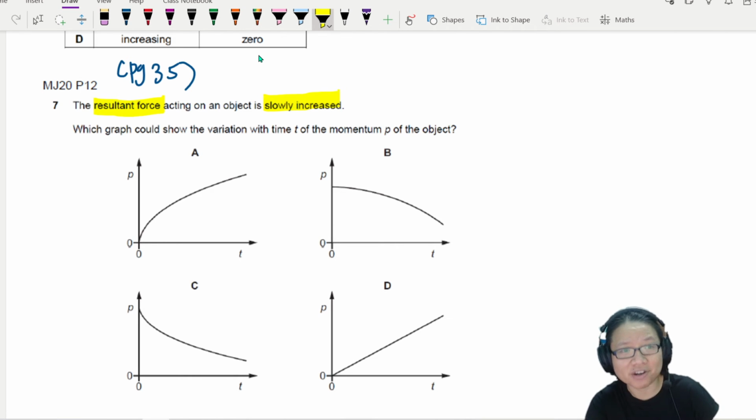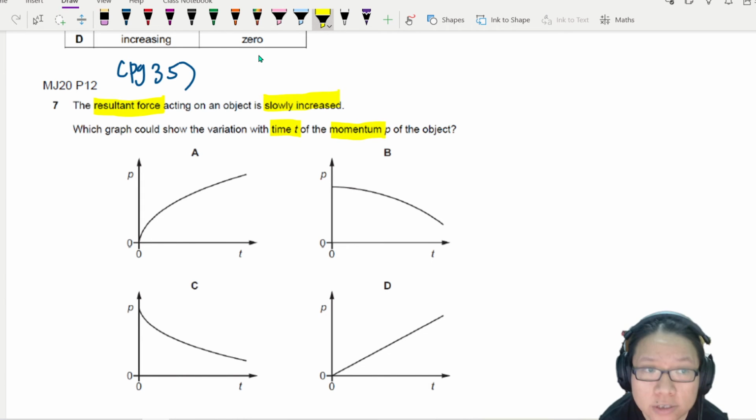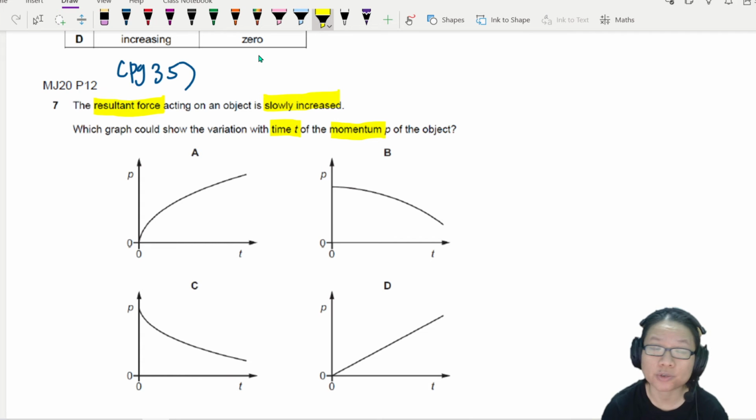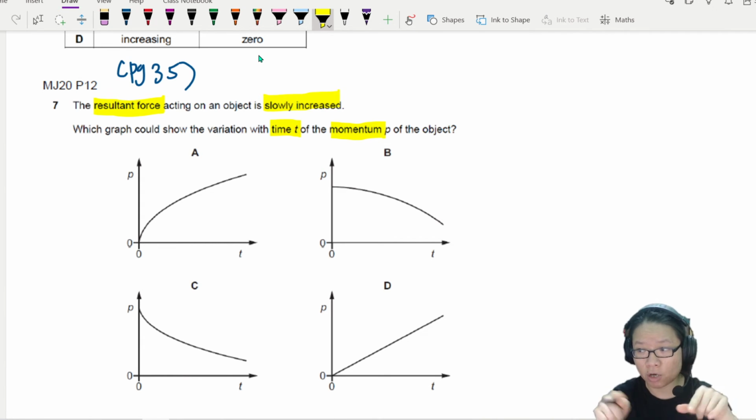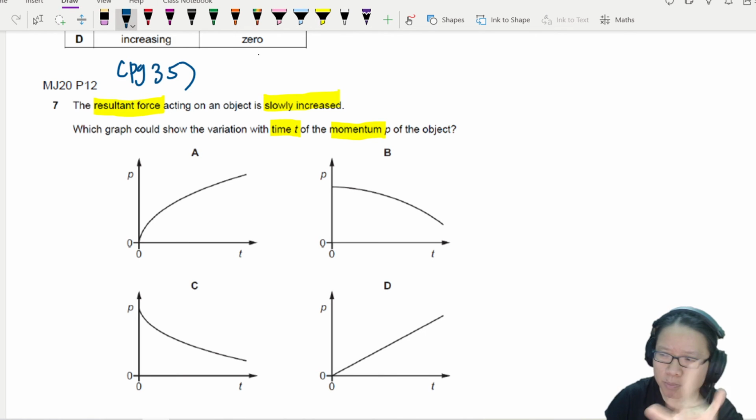Pause the video and decide which one is the variation of your momentum-time graph. Resultant force slowly increases. Pause the video. Think now. I hope you have an answer in your brain. Let's see if your brain is putting the concepts together properly.